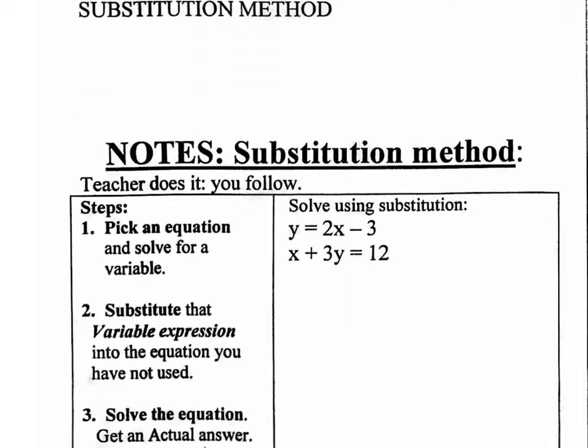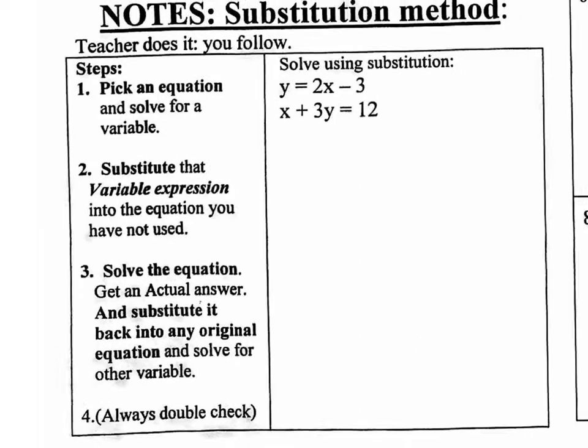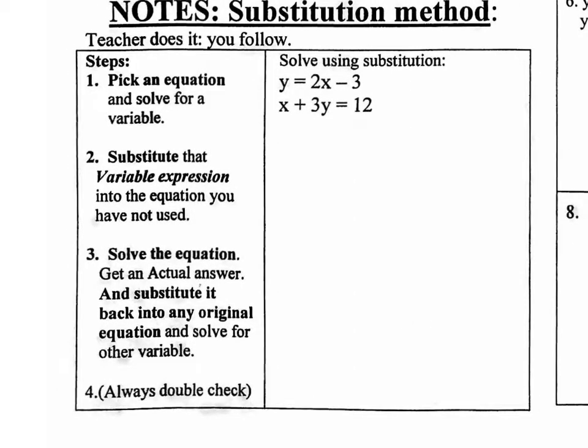Let's show you what the substitution method is. Down here, it has detailed steps on how to do it. So step 1 says pick an equation and solve for a variable. It's the same exact system that you had above. So if it says pick an equation and solve for a variable, obviously pick the equation that already has a variable by itself.